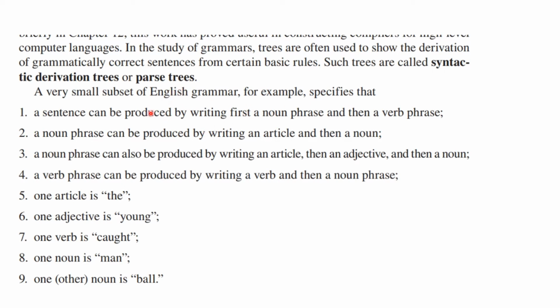Just to give you an example, here is a small subset of English grammar that specifies what a sentence is. It's a noun phrase followed by a verb phrase. A noun phrase can be an article and then a noun. A noun phrase can also be an article, then an adjective, then a noun. A verb phrase is a verb, and so on and so forth. We've got articles, adjectives, verbs, and nouns. So those are the elements of the grammar that we have so far.